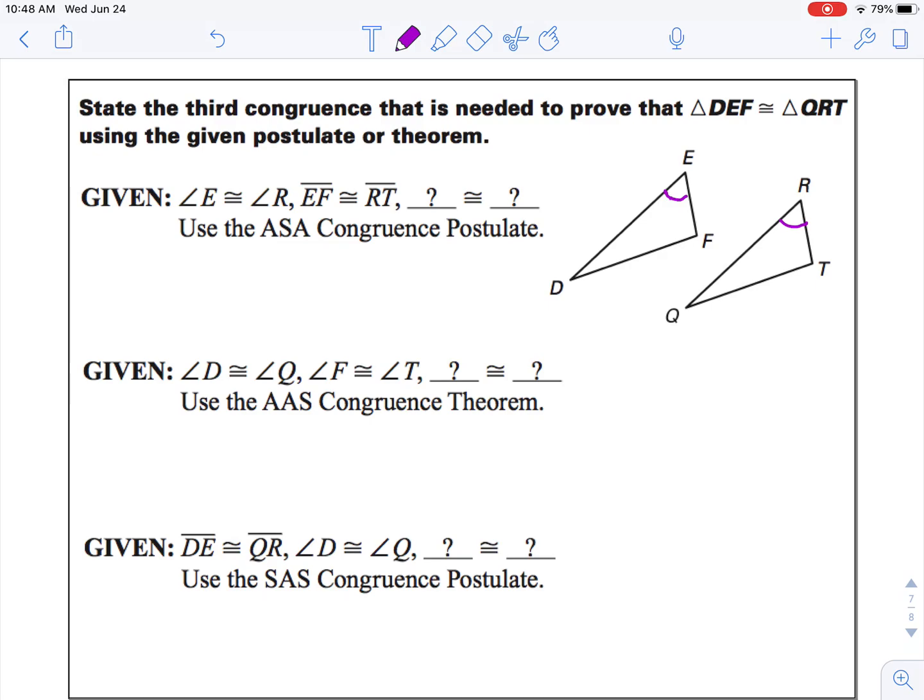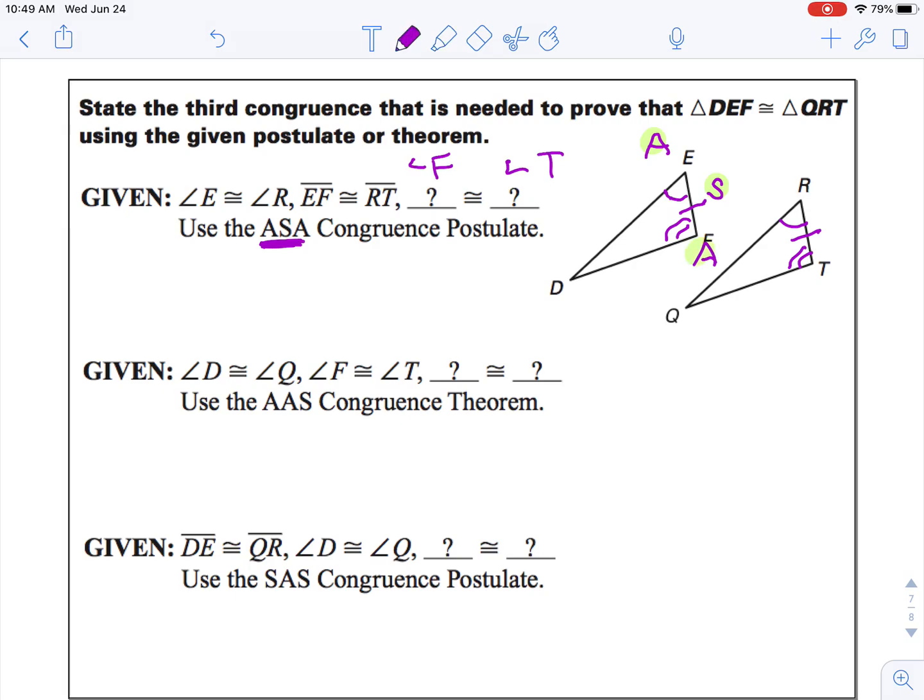It tells us that EF is congruent to RT. So what else would we need to have congruent in order to use angle, side, angle? Well, we have an angle and we have a side. So we need another angle in that order. We will need that angle F to be congruent to angle T. So now let's look at another example. We're using those same two triangles just sort of generically.